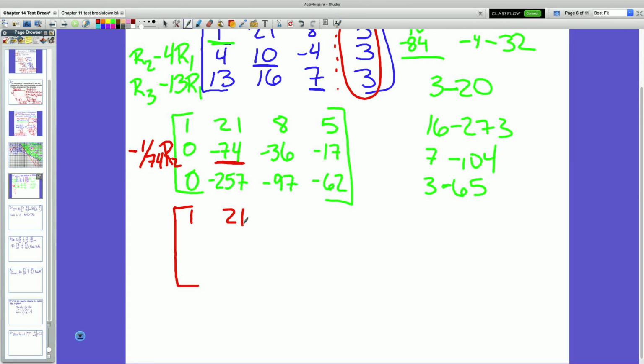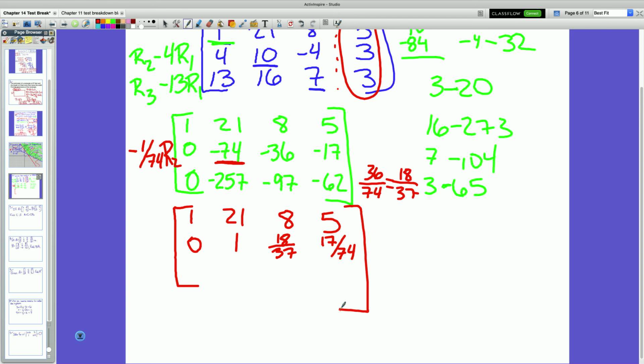So 1, 21, 8, and 5, 0. This would be 1, that was the goal. And then let's see here. Negative 36 over 74, that's going to reduce a little. 36 over 74 divided by 2 would be 18 over 37. Yeah, that's as far as we can go. So 18 over 37. And then I'd have positive 17 over 74. That doesn't reduce. Oops, made that a little big.